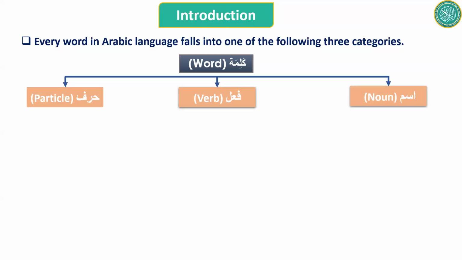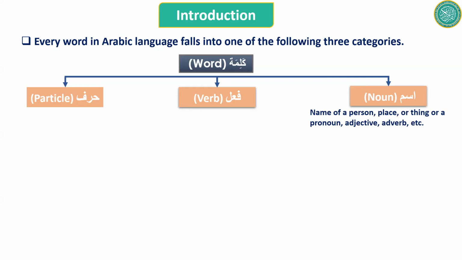And we will prefer to use the Arabic terms. I know ism is noun, fail is verb, and harf is particle. But we will prefer the word ism over noun, fail over verb, and harf over particle. So your first task is to memorize these three terms: ism, fail, and harf. Most of you already know how to define an ism, fail, and harf, but I will mention that anyways.